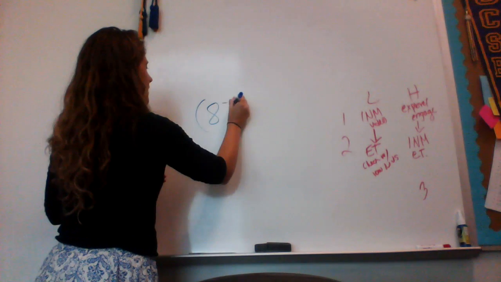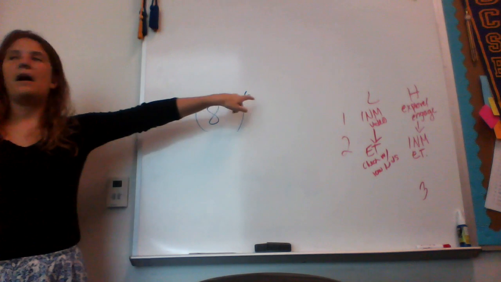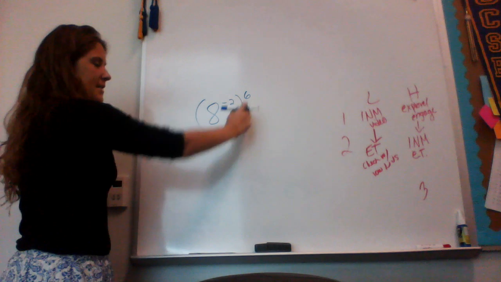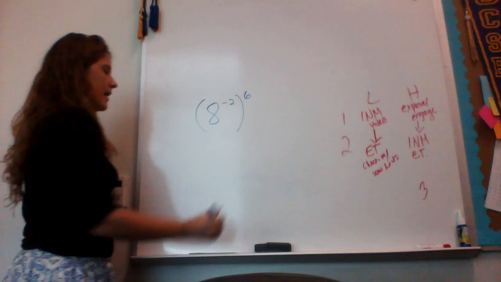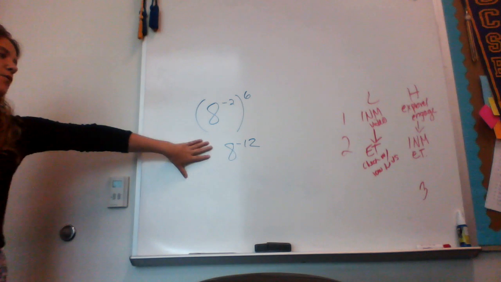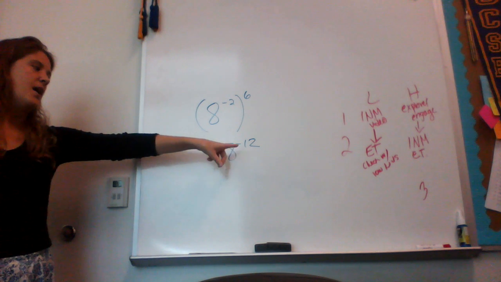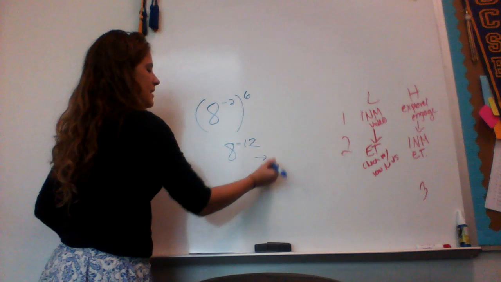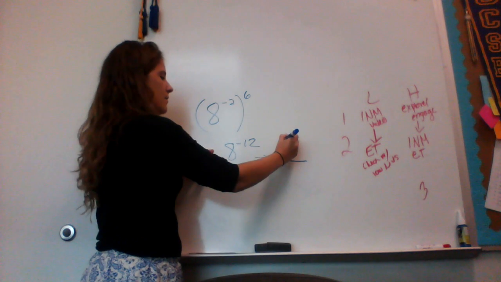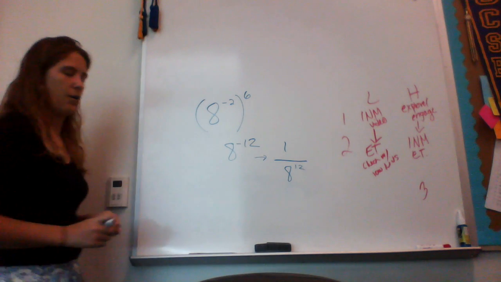8 raised to the negative 2 raised to the 6th power. I know when I'm raising a power to a power that I multiply. Negative 2 times positive 6 will equal negative 12. So this is 8 to the negative 12. I know that when I'm simplifying, if I have a negative exponent, it's not completely simplified. A negative exponent tells me that this will be a fraction. My numerator is 1. My base is 8, and it's raised to the 12th power.